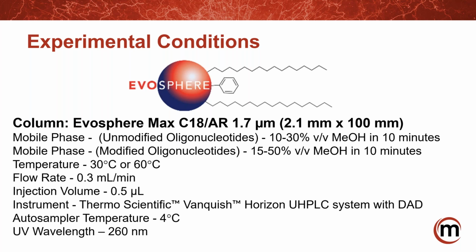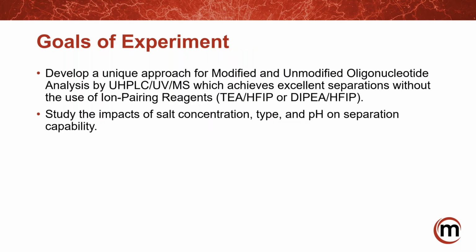We chose a very fancy LC that has minimized extra column volume, the Thermo Scientific Vanquish. We're doing some other work with Thermo on their Neo system with the Evo columns, which is exciting, and there are some applications that we developed with them. Autosampler temperature was 4 degrees C, and the UV wavelength is 260 nanometers.